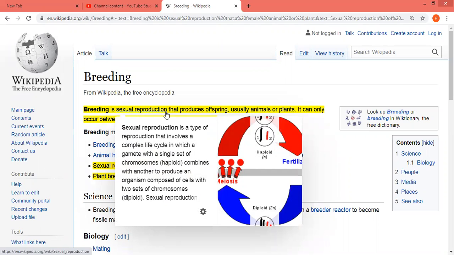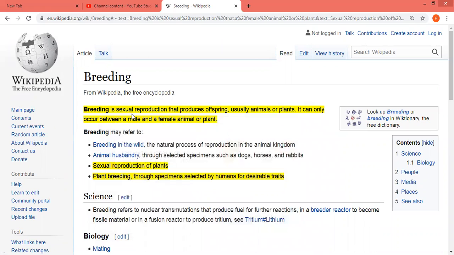Breeding is sexual reproduction. Sexual reproduction is a type of reproduction that involves a complex life cycle in which a gamete with a single set of chromosomes combines with another to produce an organism composed of cells with two sets of chromosomes, diploid. That is sexual reproduction. Now, breeding is sexual reproduction that produces offspring, usually animals or plants. It can only occur between a male and a female animal or plant.